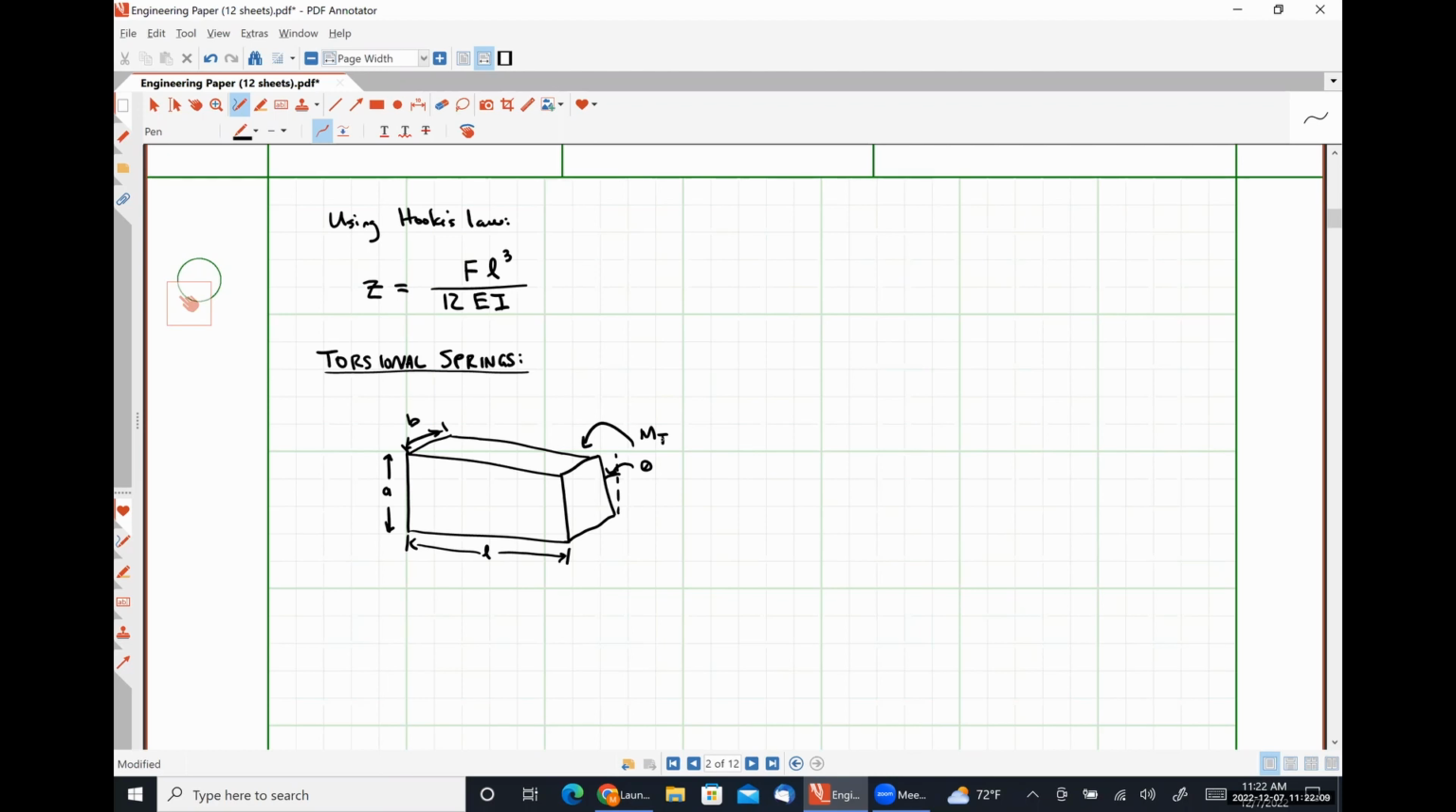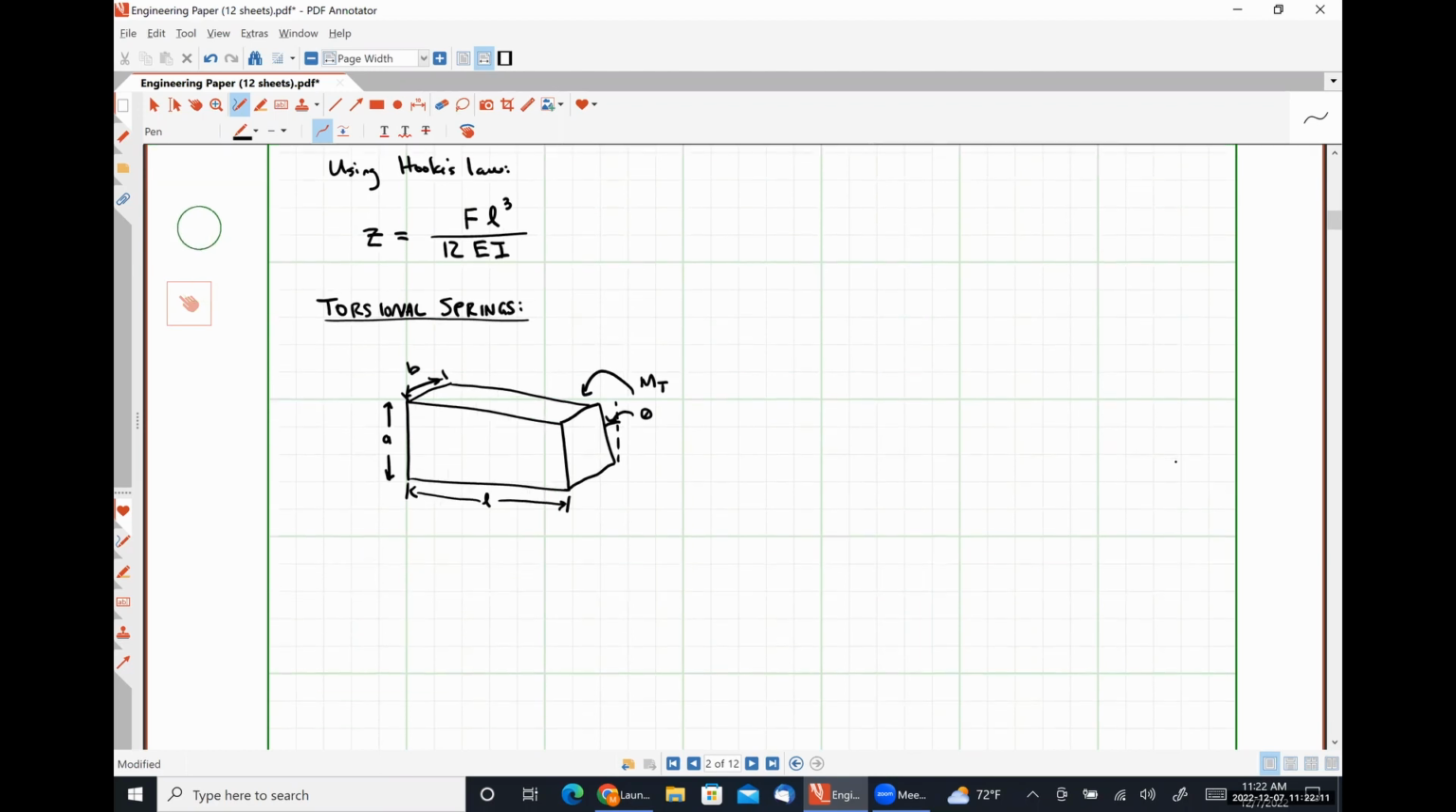So the angular displacement theta is given by the torsional moment M sub T multiplied by the length of the beam divided by J times G, where M T is the torsional moment.